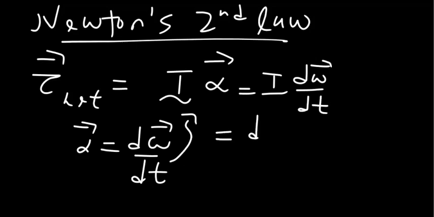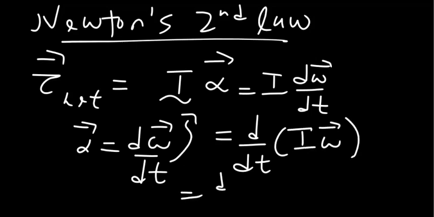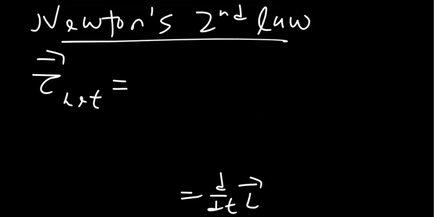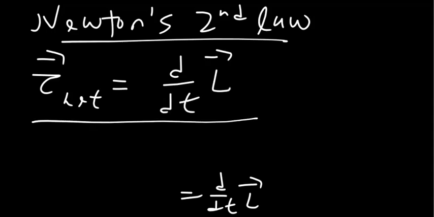Assuming I is constant, we can take the I into the derivative sign and write it like that, which in turn gives us d/dt of L. What that means is net torque is given by the time rate of change of angular momentum. This is Newton's second law for rotation in terms of angular momentum.